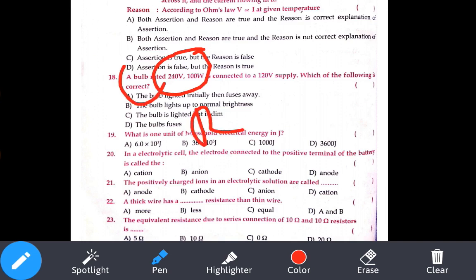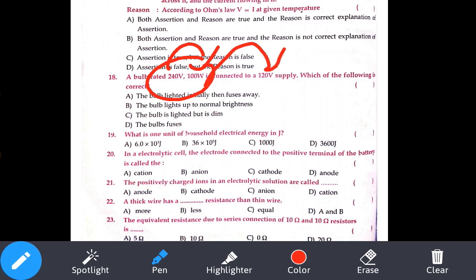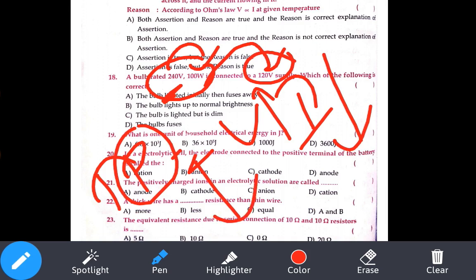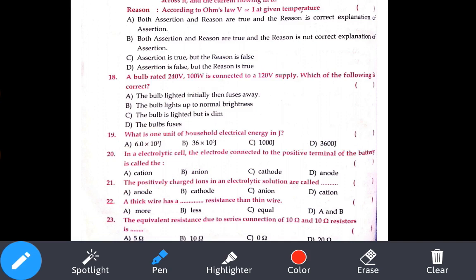watt of the bulb. It means for 240 volt it will have 100 watts. But if the same bulb is connected to 120 volt, we already know the relation P is equal to VI. So P is directly proportional to V. Here a 240 volt bulb is connected to 120 volt, so the voltage has decreased. If voltage is decreased, what will happen to the power of the bulb? It decreases, the power consumed. So the bulb will be lighted but it will be dim. Option number C is our answer.